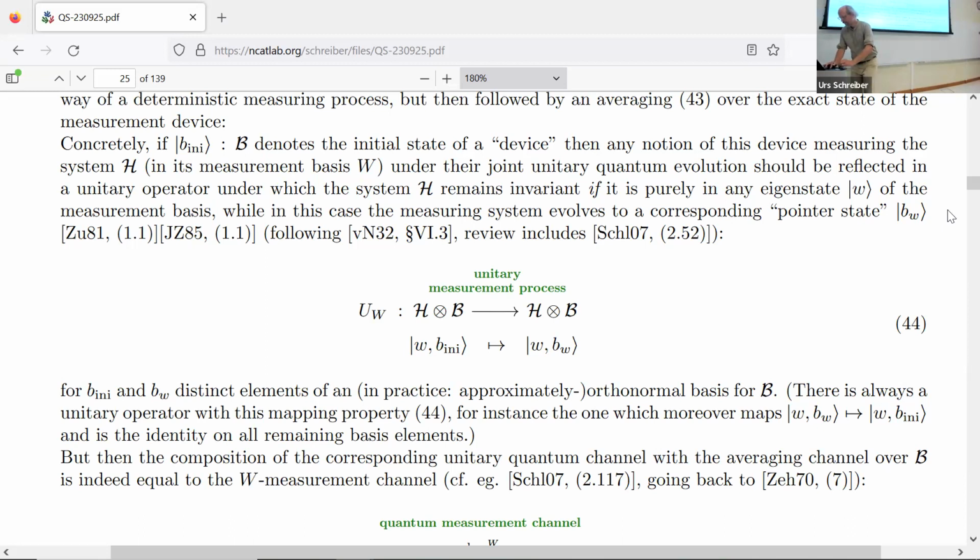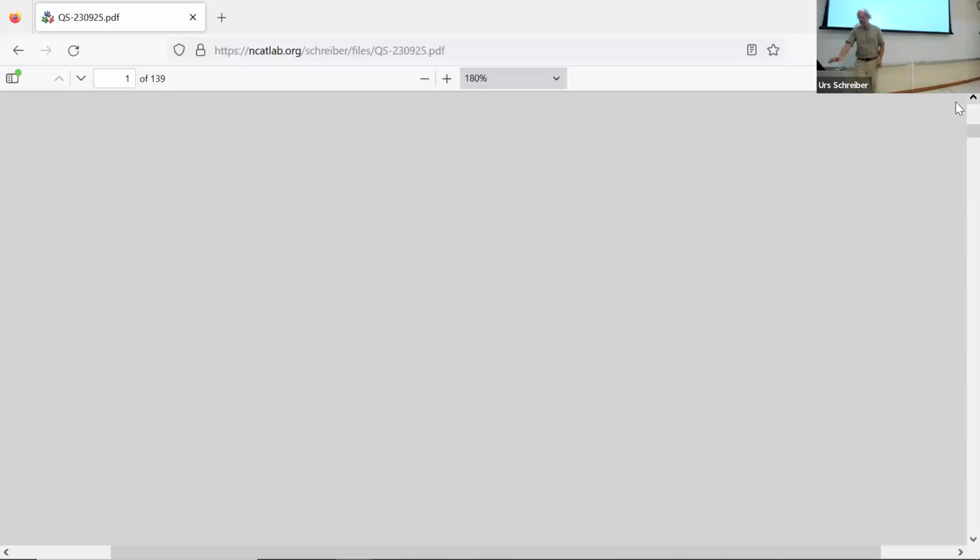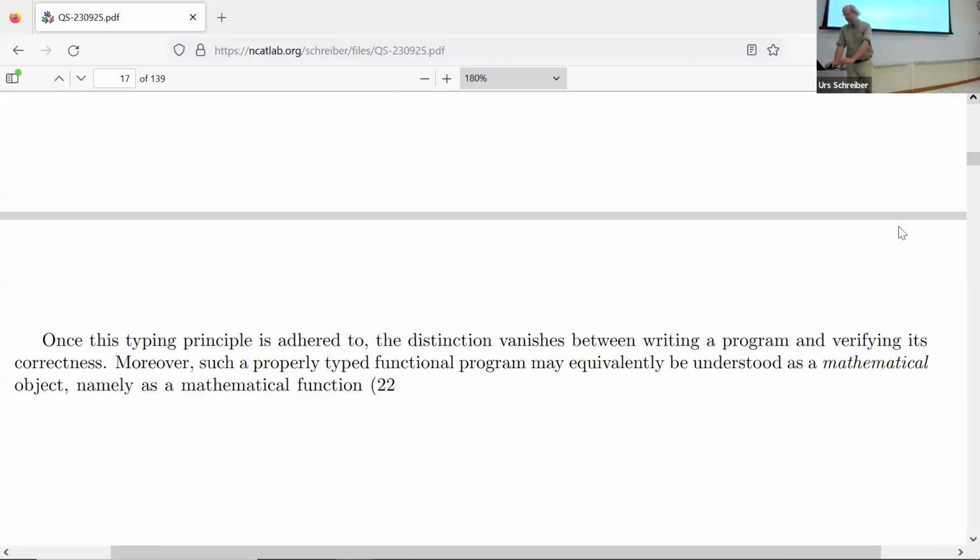Right. Well, I mean, let me, if I could scroll now. Yeah, this is a pain. Zoom freezes my computer.